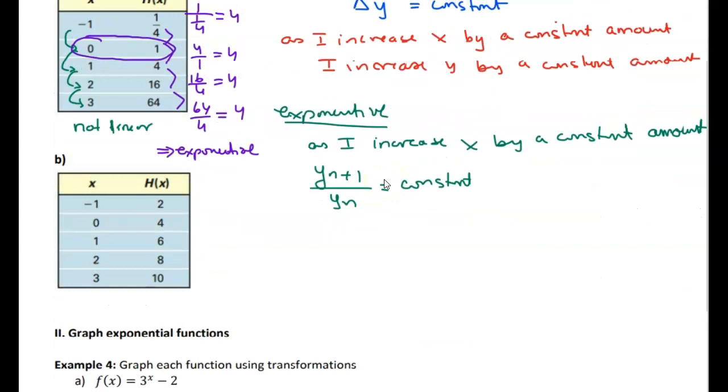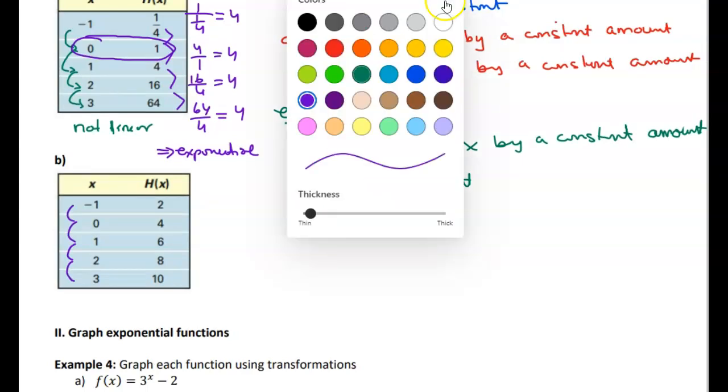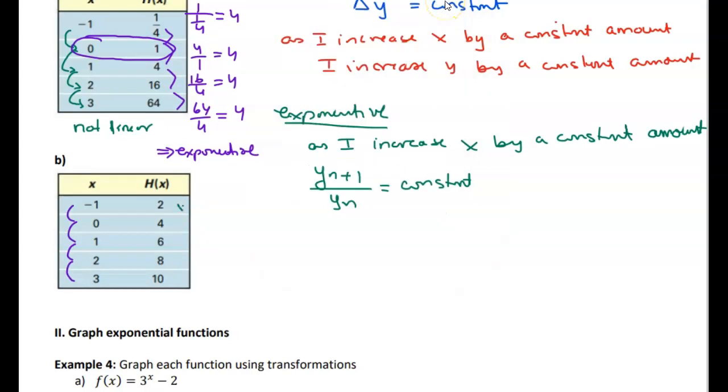Alright, let's look at part B. Our x values are increasing constantly. Let's see what happens to our y values. If I check to see if it's linear, 2 plus 2 is 4, 4 plus 2 is 6, 6 plus 2 is 8, 8 plus 2 is 10. So this is linear because you're adding the same amount.